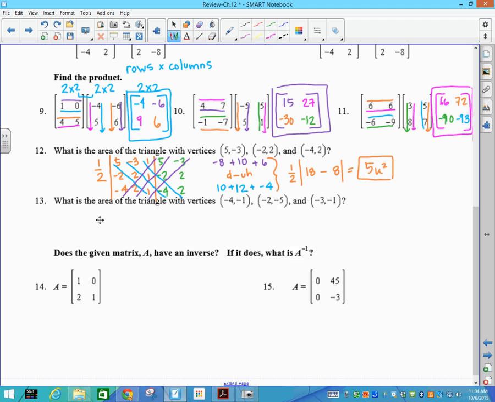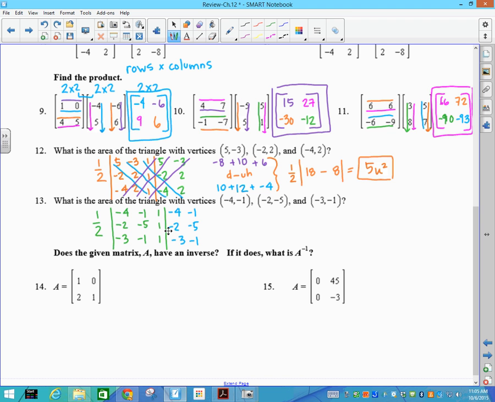Same thing, so I've got 1/2, writing them down, negative 4, negative 1, negative 2, negative 5, negative 3, negative 1. And then you have a bunch of ones. And then I'm going to copy those columns, so that's negative 4, negative 2, negative 3. I don't know why I always keep saying rows. Those are columns. Negative 5 and negative 1.